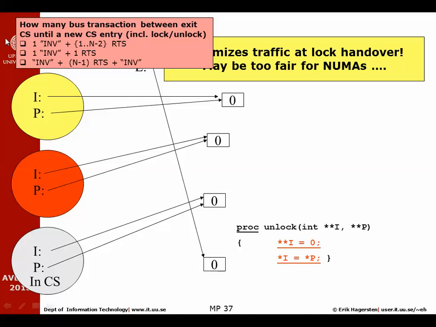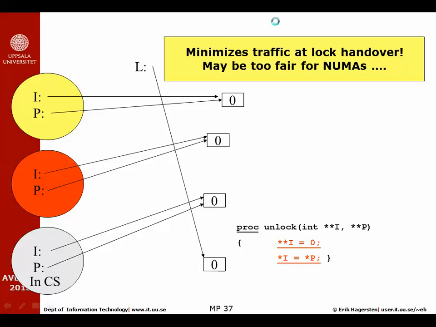So fortunately, I already gave this one away while I was talking here. It's 1 invalidate and 1 read to share. So it's a very, very cheap transaction handover.